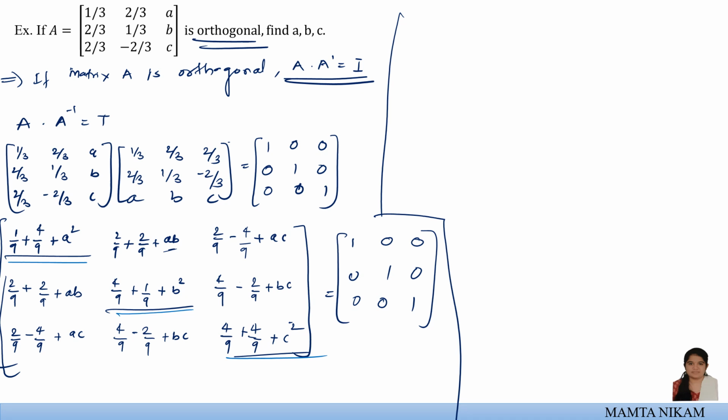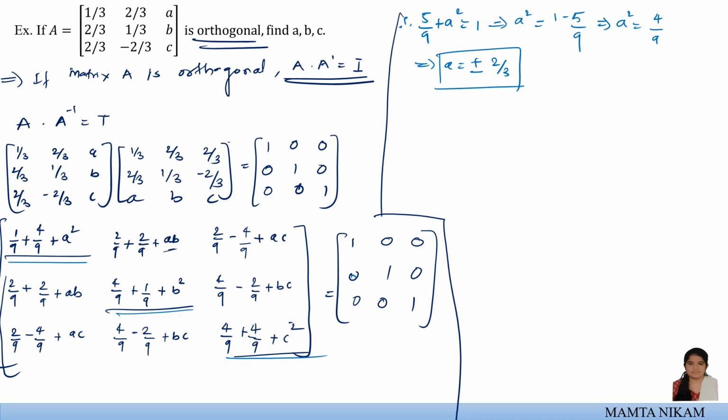If I consider the first diagonal element, 1 by 9 plus 4 by 9 will be 5 by 9, plus A square. On the right-hand side, the element at the same place is 1, right. So we can write A square is equal to 1 minus 5 by 9, which is 4 by 9. So A square is 4/9, and on taking the square root, the value of A is plus or minus 2/3, right.